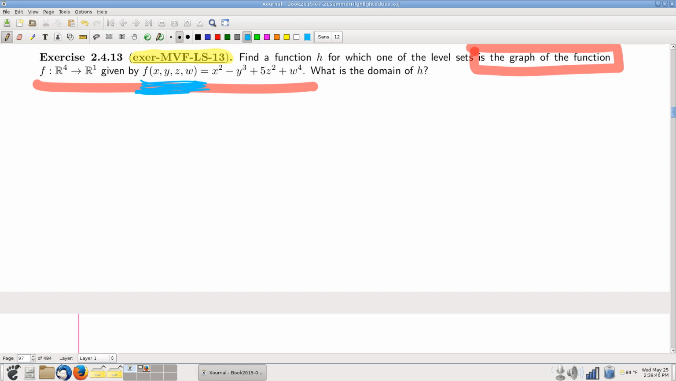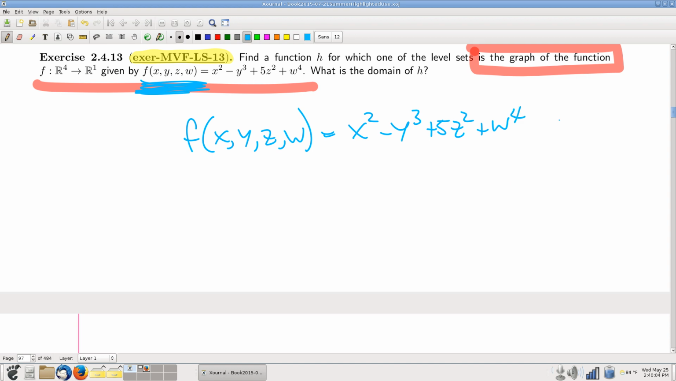The graph is what I get when I take that formula, and we know the formula, it's x squared minus y cubed plus 5z squared plus w to the 4th. Take that formula and we set it equal to, here's what graph means. Graph means we set that equal to some other variable. I can't use z. It's an input variable. I can't use y. I can't use w.